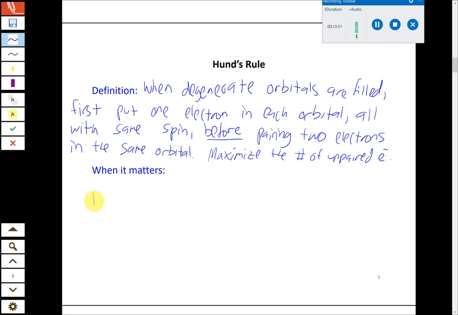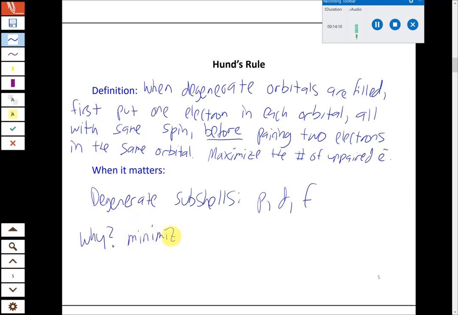So when it matters, as we said, is in degenerate subshells, which on the periodic table is just going to be P, D, and F subshells. Really, for our purposes, just P and D, because we're not going to really do partially filled F subshells. And if you want to know why this is, the real answer is very quantum mechanical in nature, and our understanding of quantum mechanics is still at a fairly basic level in this course. But it's a quantum mechanical parameter called exchange energy that you're maximizing when you have electrons all arranged with the same spin. Another way of thinking about it that's also valid and perhaps simpler is that it minimizes electron-electron repulsions.